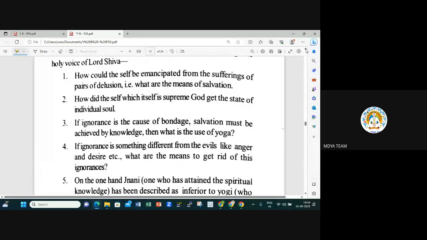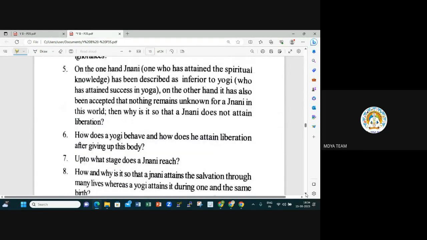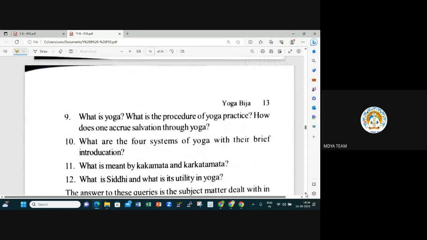If we say that the self itself is the supreme God, and God gets the state of an individual soul, then how? How will we become a Jivatma? What is the way? When we go through the answers, then you will be a little bit clear. Don't be worried about that.